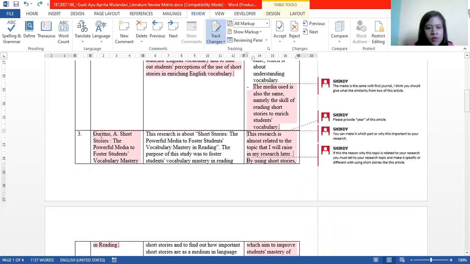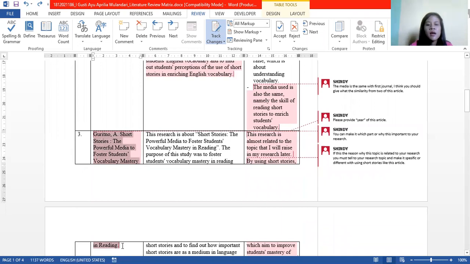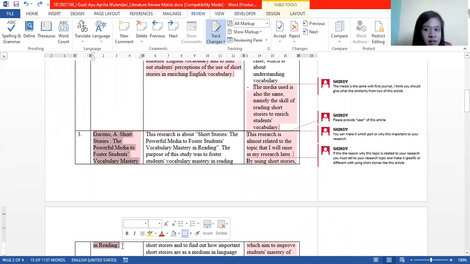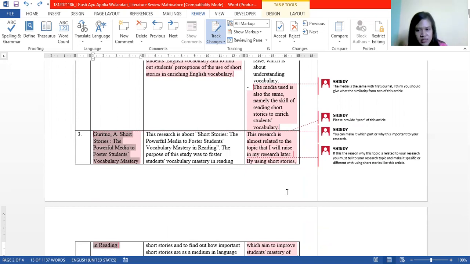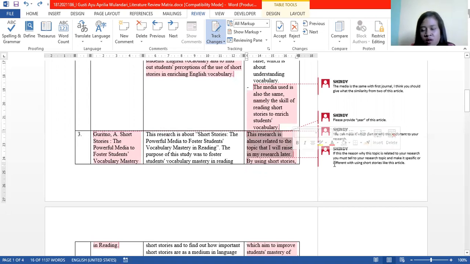And also for the third article, maybe you forgot to provide the year in this article. Or maybe if this article doesn't have a year, you can say n.d., which means no date. And then for this article also, the personal note. This research is almost related to the topic that I will raise in my research. Maybe you can tell in this personal note which part or why this article is related to your research.